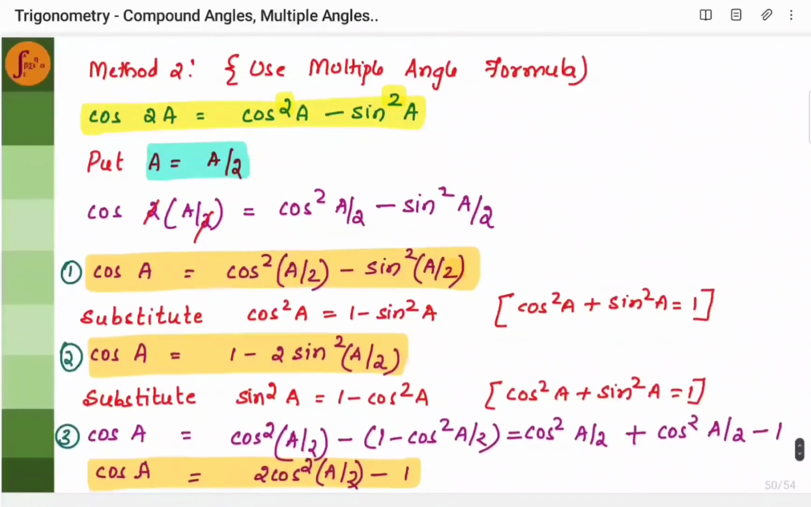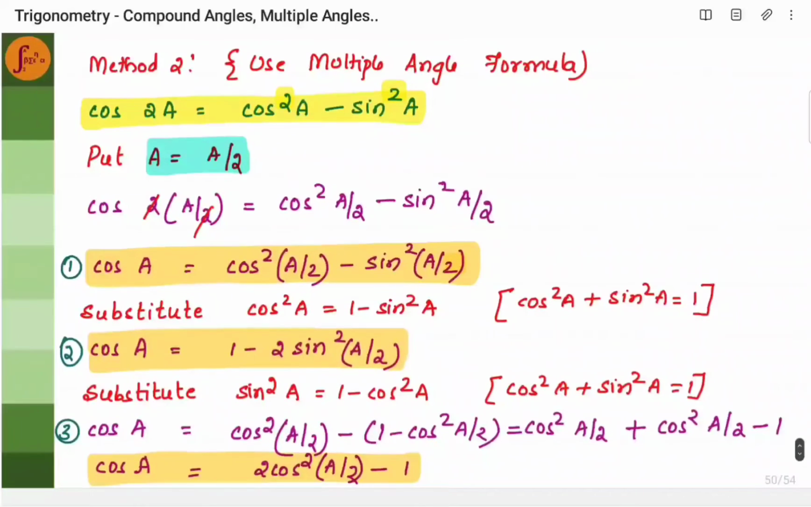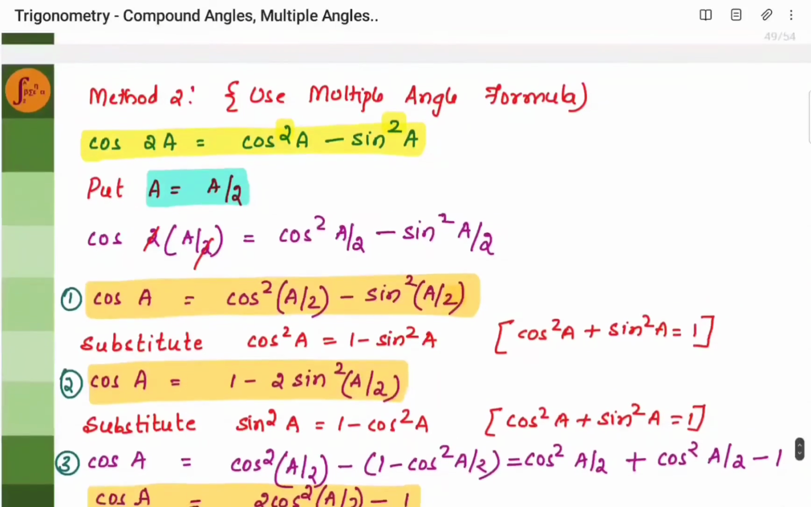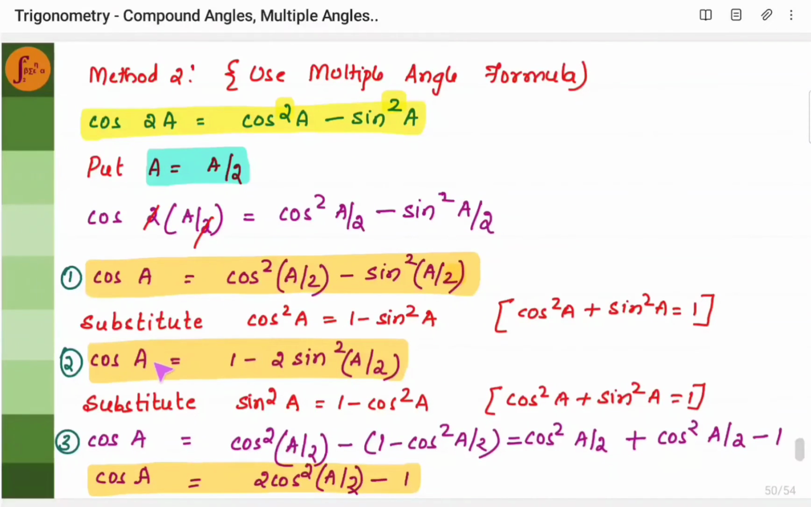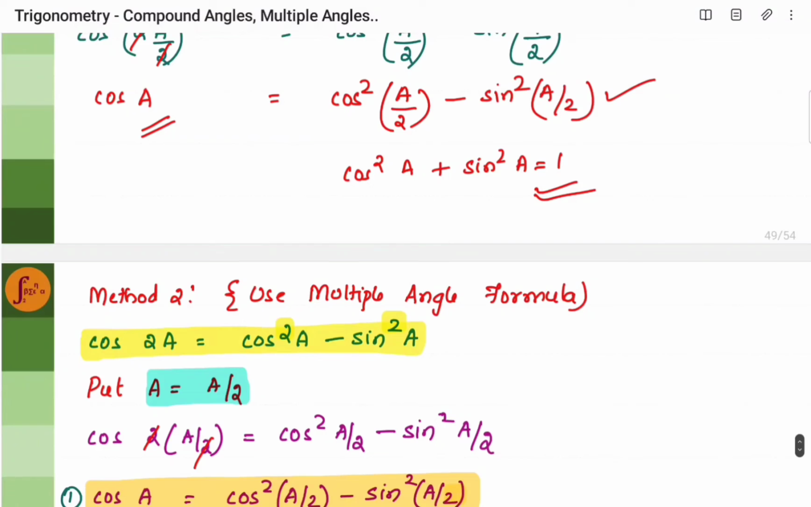Now let's go to second method. Second method is using multiple angle. So first method was using compound angle formula. Second method is using multiple angle formula. What is multiple angle? That is cos 2A. We'll have to use cos 2A because we want to find cos A formulas. Cos 2A is cos square A minus sin square A. This is the formula for cos 2A. Now you put A is equal to A by 2. Instead of A, I put A by 2. Simple. I got this particular formula, same as this. Using both the methods, we got the same formula.